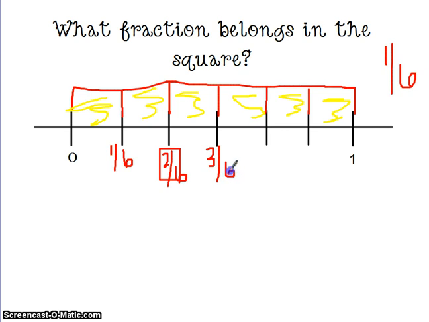You label the whole thing until you get to your benchmark number down here so you know you're right. 4/6. Add another 1/6, 5/6. If you add another 1/6, you have 1 whole. 6/6 is the same thing as 1 whole. Hope you got that one right.